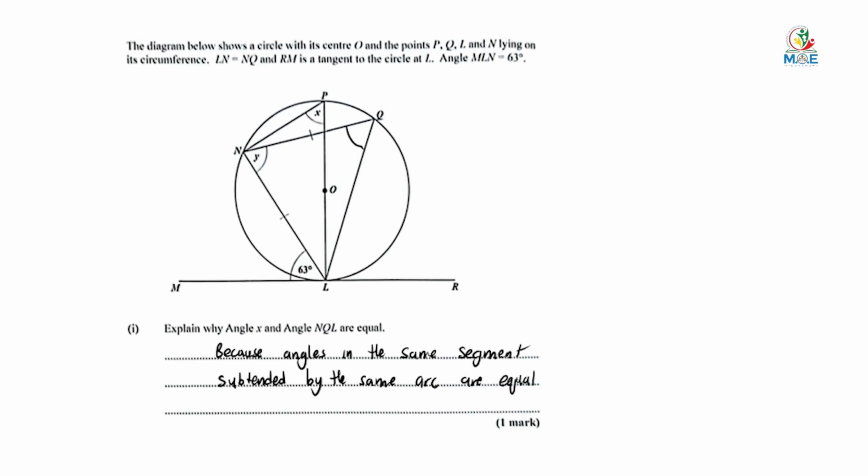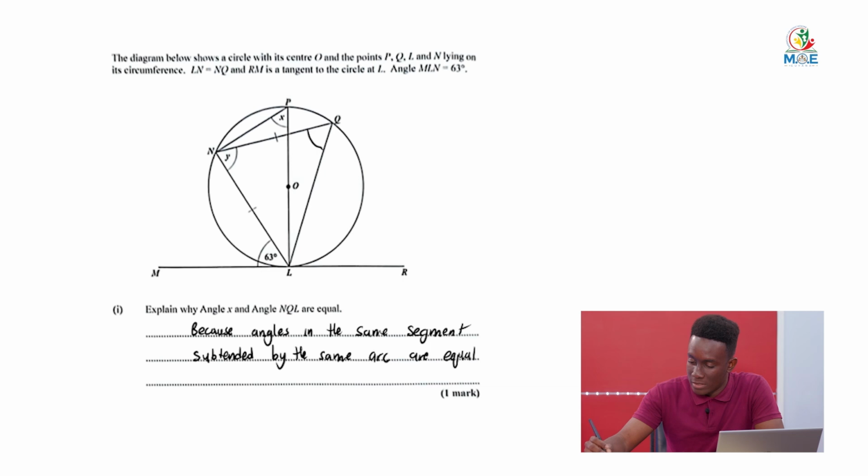And as you can see, they are in the same arc. Angle X would be NPL, and the other angle is NQL. So indeed, they are the same. They are in the same arc, and hence they are equal. So for this question, we could have left it at angles in the same segment are equal. Nevertheless, 1 mark.